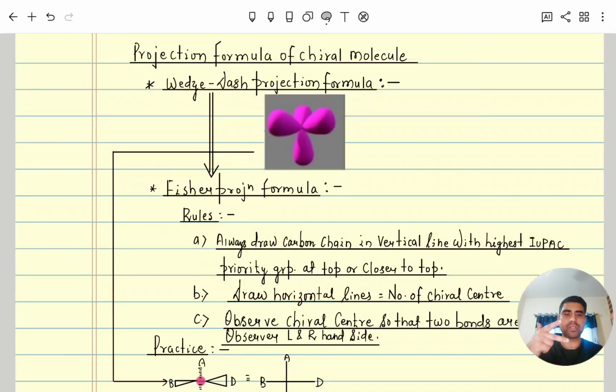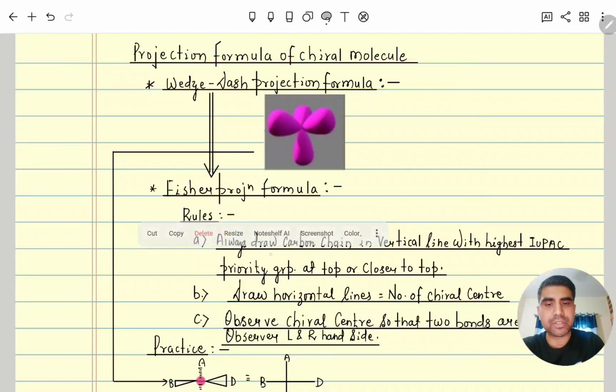So if an sp3 molecule is there and two groups of atoms are in the plane, then two will be above and below the plane, dash and wedge. Another way we can do it is to rotate the molecule a little bit, and it will look like this. This is also an sp3 orientation, where two atoms are towards the observer and two atoms are going away from the observer. The rule is to always draw the carbon chain in a vertical line with the highest IUPAC priority group or functional group at the top or closer to the top. That means the vertical line should include the longest carbon chain, and the highest priority functional group should be near or at the top of that vertical line.